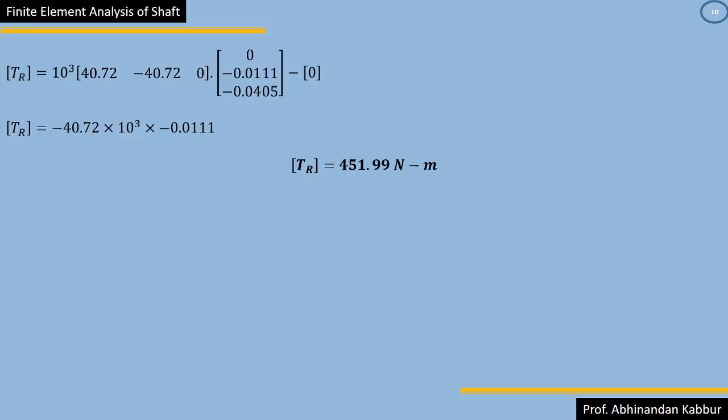So here there is an error of 1.99 because some of the values are rounded off. Because of the rounding, I get an error here, but I can still consider this nearly equal to 450. This is how you need to solve the problem using FEM, and you can compare it with mechanics of materials. So thank you for watching this video.